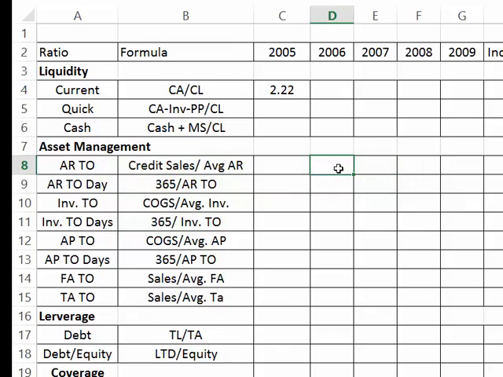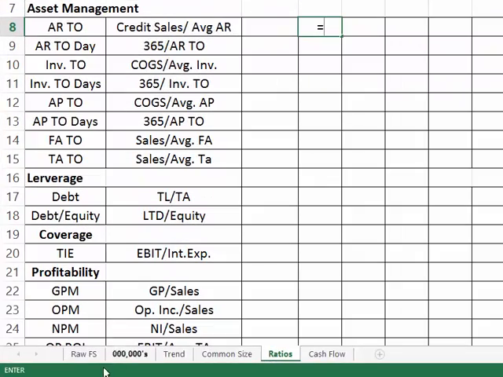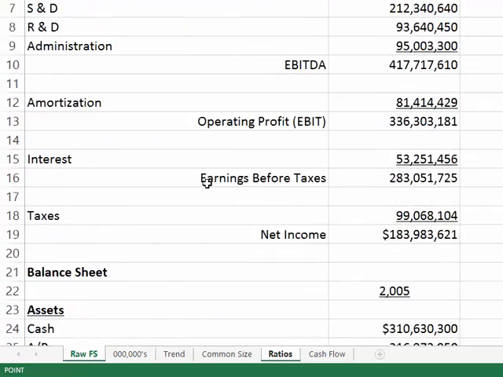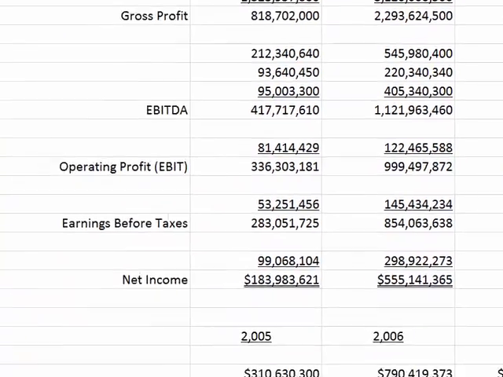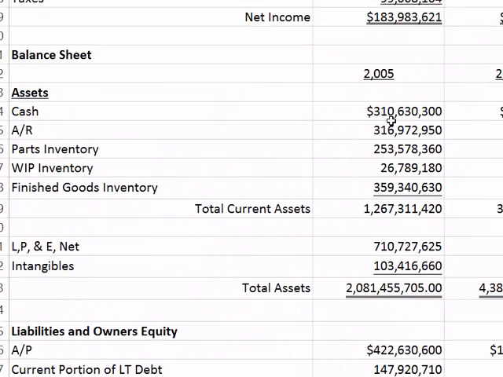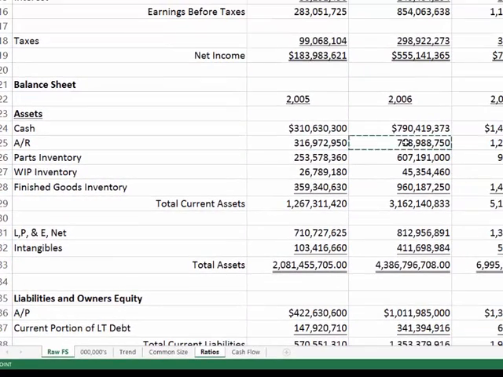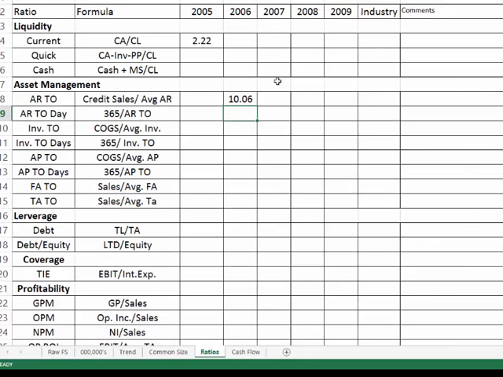Let me show you what I mean. We're going to first go in and pick up the credit sales, which in this case are all sales, for 2006. And then we are going to divide that by the AR from 2005 plus the AR from 2006, average it by dividing by 2, and you'll see that our AR turnover is 10.06, and that means the sales or receivables were collected in a little over 30 days.